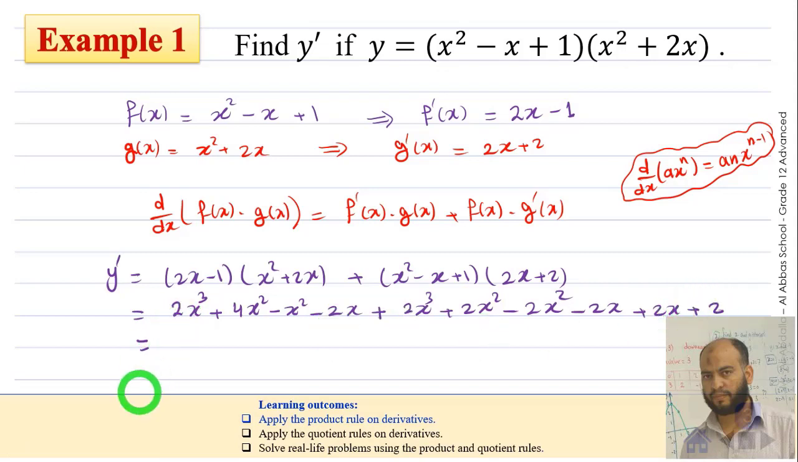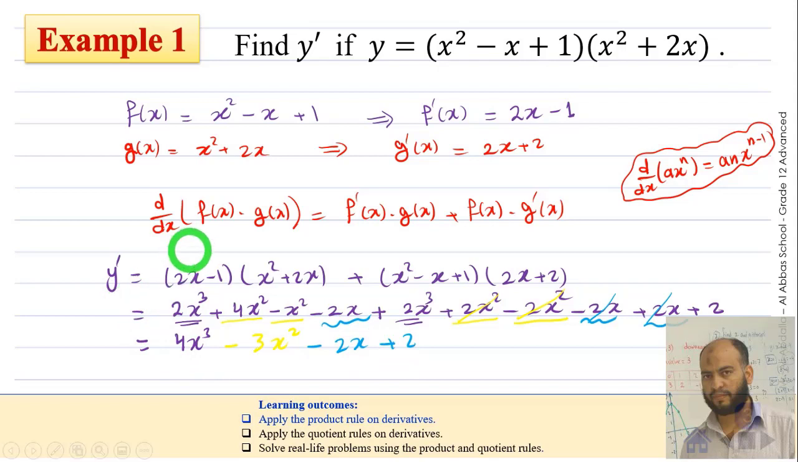Simplify. 2x to the power 3 plus 2x to the power 3 equals 4x to the power 3. 4x to the power 2, negative x to the power 2, positive 2x to the power 2, negative x to the power 2. You can cancel them. Then we have 4 minus 1 equals 3x to the power 2. Negative 2x, positive 2x, cancel. Then we have negative 2x. Then the last one, plus 2. This is the derivative of the function y.